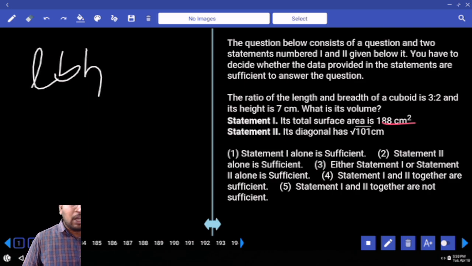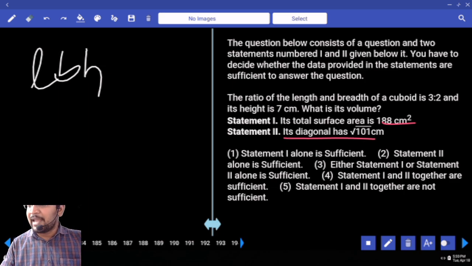No need to verify: 2 times (LB plus BH plus HL), where LB is nothing but 6x square, and BH is nothing but 2 parts times H. No need to do the entire calculation. Are you all clear? Yes, the data is sufficient to say the answer. Now see the second statement. Don't pick the option just by seeing the first statement itself. You have to check the second statement also.